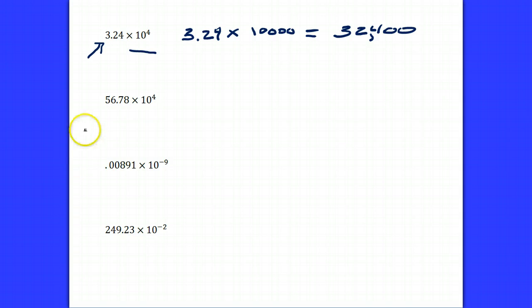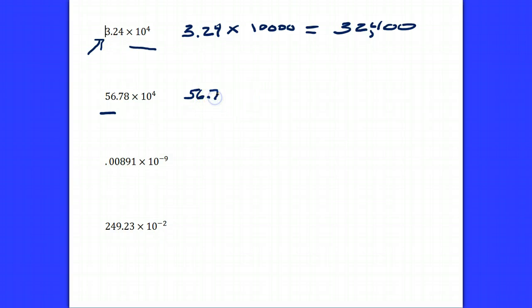When we look at the next example, however, we see there are two numbers to the left of the decimal, and we need to change that. So I'm going to take just this part, 56.78, and I'm going to write that part in scientific notation the way it should be, which is 5.678 times 10 to the 1. I know that looks kind of silly, but that's how it would be written in scientific notation.